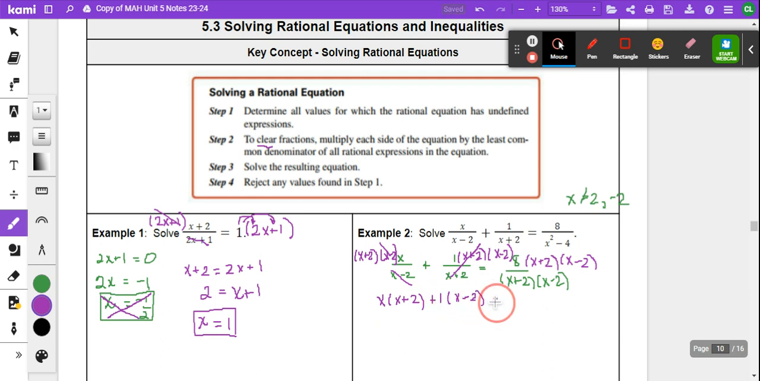You don't really need the 1, but sometimes if it's negative, you would want to leave it because you'd have to distribute. And then in the last fraction, I think all I'm left with was an 8. Why don't you pause this, see if you can solve, and then just make sure that whatever answer you've got, you've checked and make sure 2 and negative 2 are not an answer. So go ahead and pause and then come back.